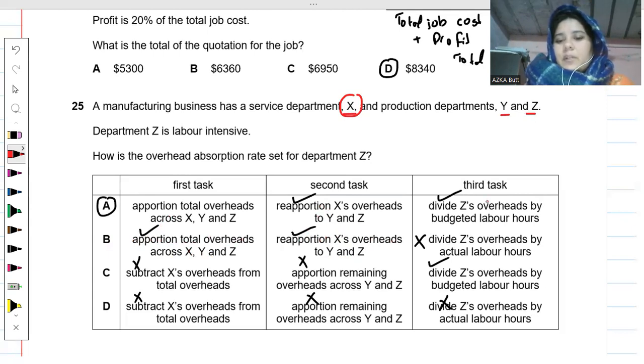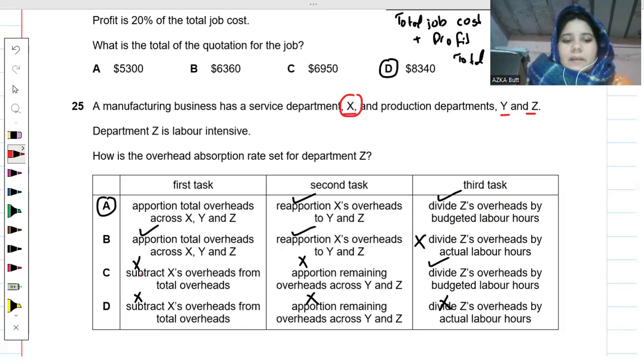But in the third option, the third task, the examiner says it divides these overheads by the actual labor hours. So we know that we don't need to divide the overheads by the actual labor hours. Yes, but when we try to find out the over or under absorption of overhead, only at that time we will use the actual labor hours. But before that, if it is the budgeted overhead, we have to divide the budgeted overheads by the budgeted labor hours. This is not the right option.